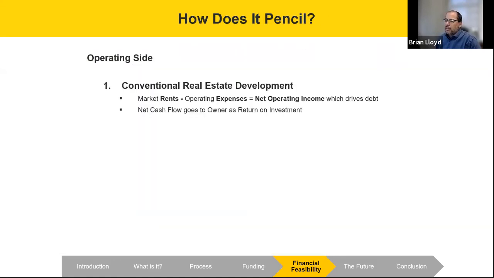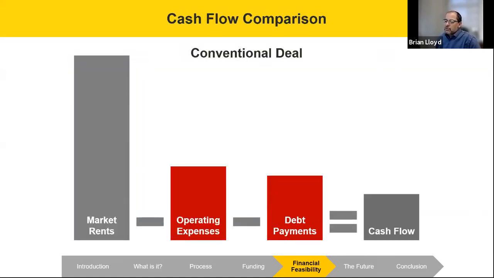Let's look at the operating side. On a conventional deal, you would have your market rents coming in on a monthly basis, paying for operating expenses, paying for any debt payments, and the difference would be your cash flow.